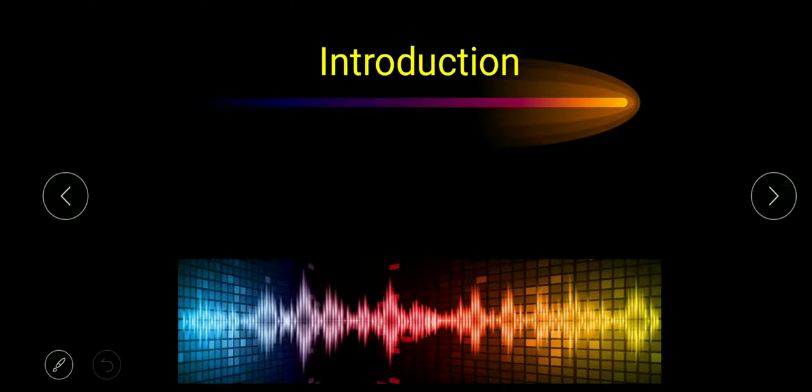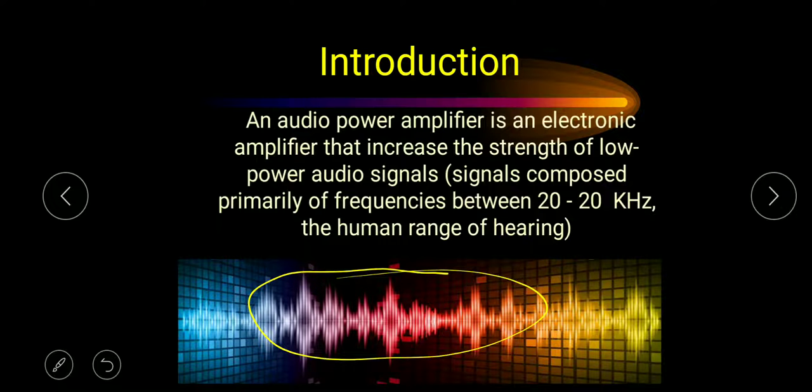So let us begin with an introduction of audio signal. This is the audio signal you are seeing here. Basically, the audio signal deals with the frequency signal which is audible to the human ear. That is, the range of audio frequency is 20 hertz to 20 kilohertz. The audio amplifier is an electronic amplifier that increases the strength of a low power audio signal, composed primarily of frequencies between 20 hertz to 20 kilohertz, the human range of frequency.